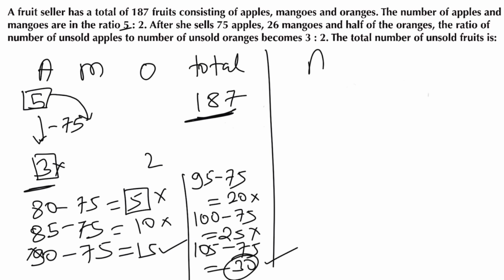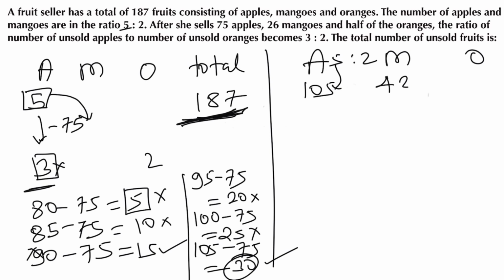So let's analyze by taking the apples as 105, the mangoes and the oranges. Apples and mangoes have a ratio of 5:2. 5 corresponds to 105. 5 into 21 is 105. So 2 into 21 is 42. We have a total of 187 fruits. From 187, I subtract 105 and 42. Basically, I'm subtracting 147. The number of oranges should be 40. Right? And now we have an even number of oranges initially.